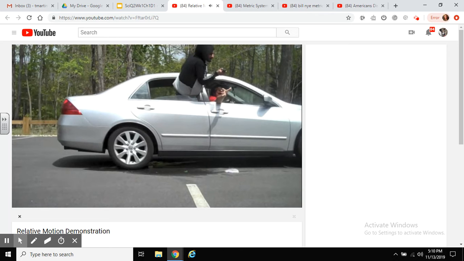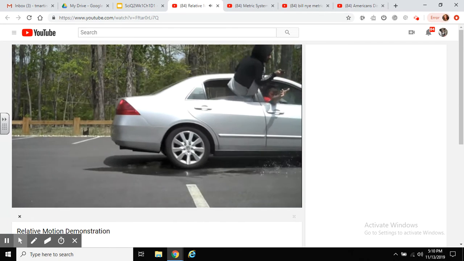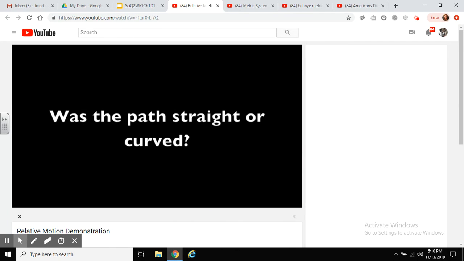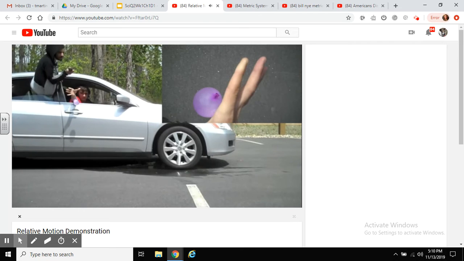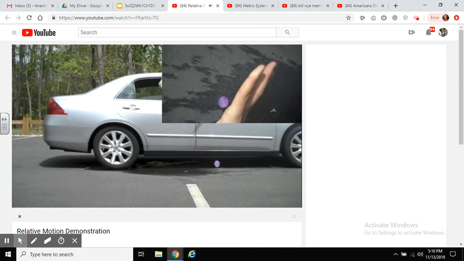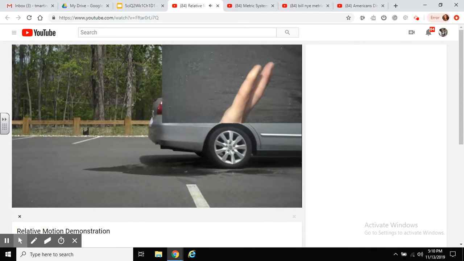Is it straight or is it curved? Which one do you think? Look at them both at the same time. Relative to the direction. Straight or curved? What do you think?